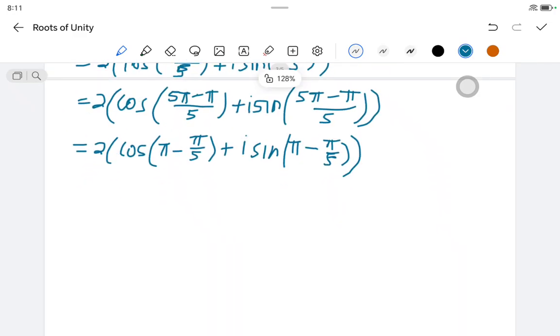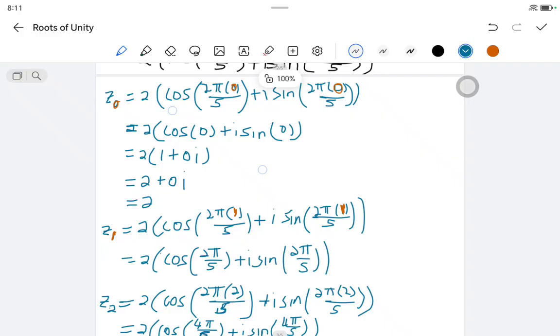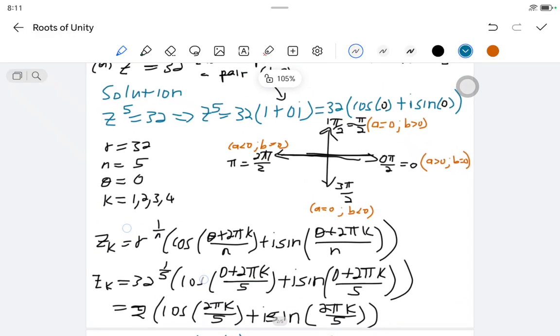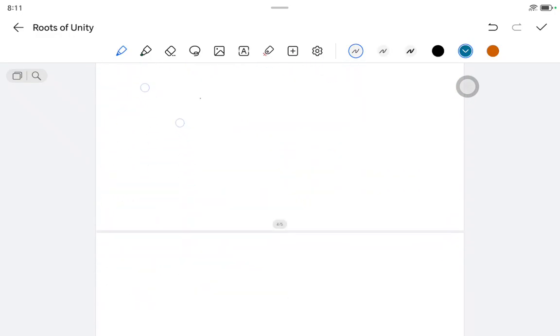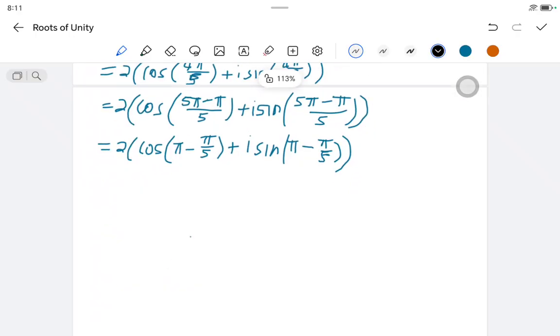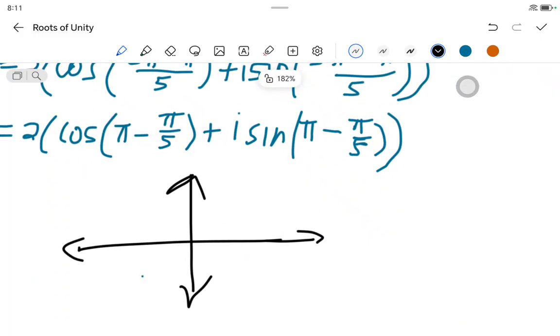Right. Now if we check this, I want to check what quadrant this is in. Let's just do this. We can draw now to check what quadrant this is on. This is the first quadrant, this is second, this is third, this is fourth.